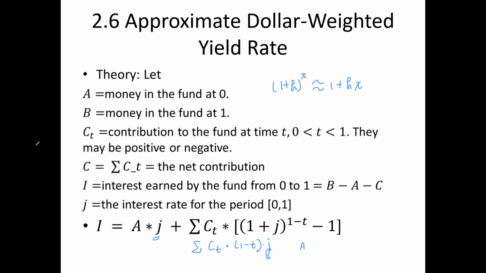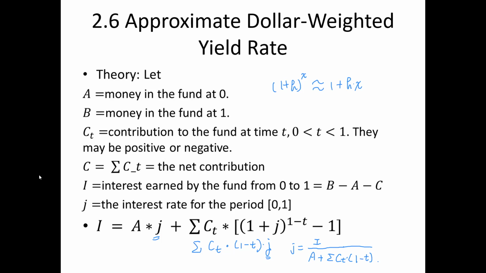You have j equals capital I divided by a plus the sum of ct times 1 minus t. You can use ti, c, ci, that doesn't really matter, but essentially they're the same. 1 minus t. Okay. And I equals b minus a minus c. All right, so this is the approximation of the dollar weighted yield rate.